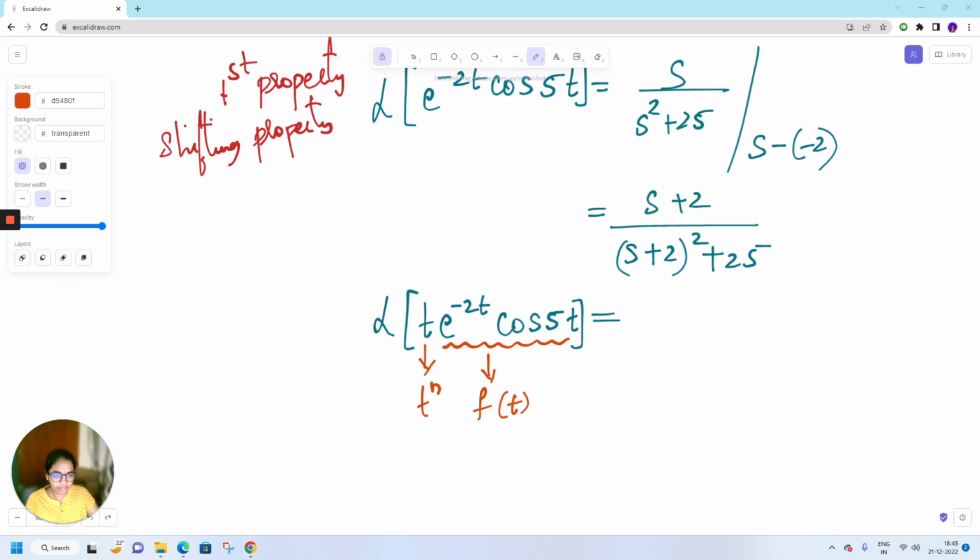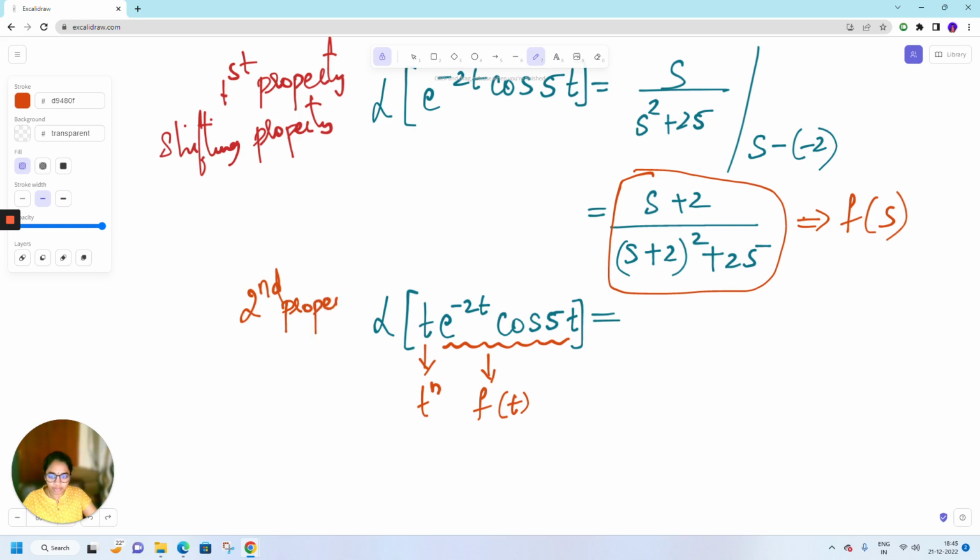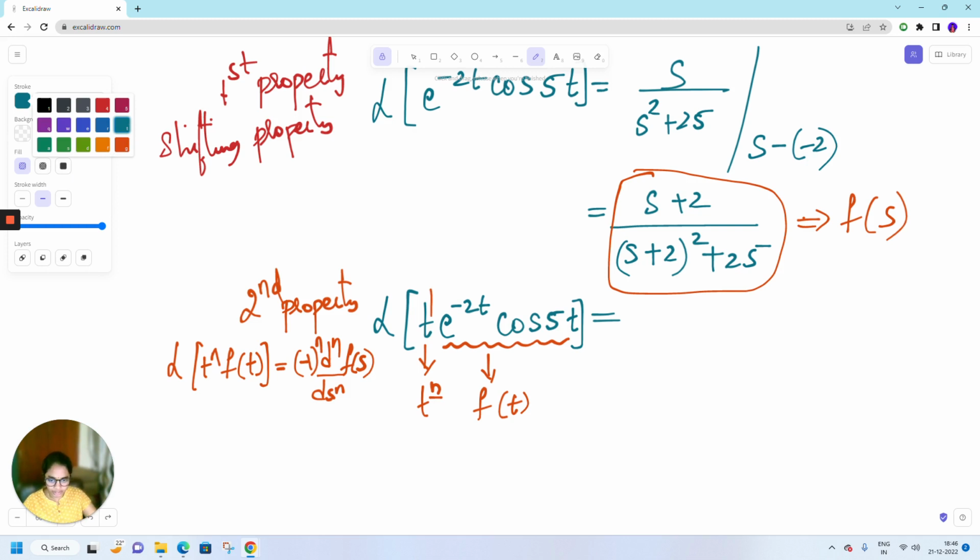Now the f of t that we have, we already have it in the form of f of s. What is the second step in the second property that we had? After finding f of s, the formula was: Laplace of t power n f of t is equal to minus 1 to the power n, d^n by ds^n of f of s. Now what is the value of n? Observe, we have t to the power 1 here, so the value of n is 1. Basically, if you have only t, you differentiate it once. If you have t square, you differentiate it twice. If you have t cube, you differentiate it thrice, and it goes on.